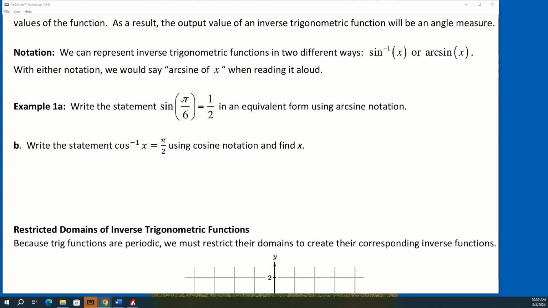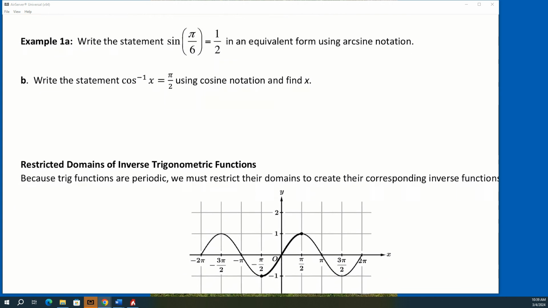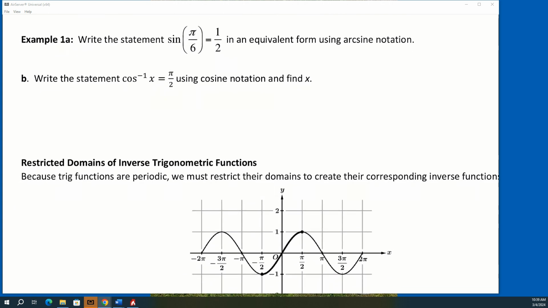All right, so on example 1, we're going to take this statement and write an equivalent statement using the arc sine notation. We know that the sine of pi over 6 is 1/2. So what that means is that the arc sine of 1/2 is pi over 6, because pi over 6 has a sine of 1/2.